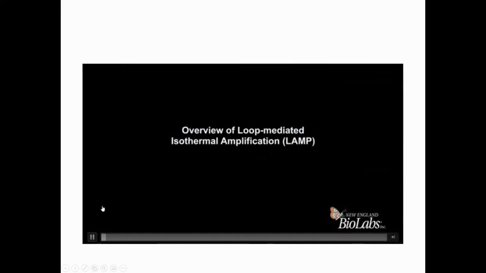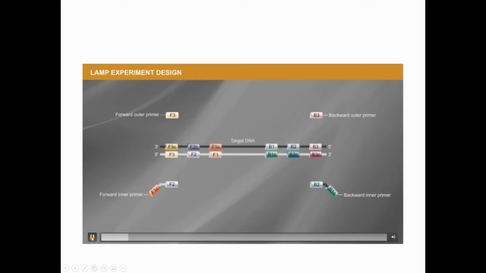So let's watch this LAMP. When designing a LAMP experiment, 4 to 6 primers are required. So you need the 4 primers, all right? And they have 6 binding sites. So: forward outer primer, forward inner primer, reverse outer primer, reverse inner primer. Okay, outer primer, inner primer. Watch carefully. Specific to identified regions of target DNA.